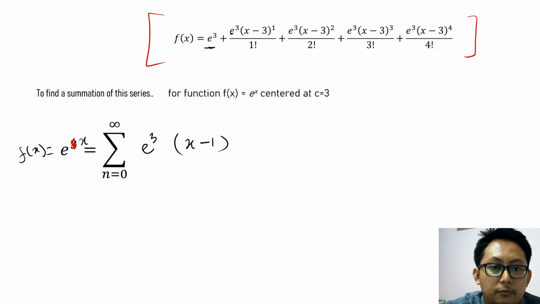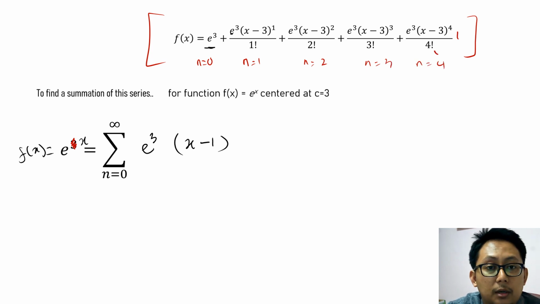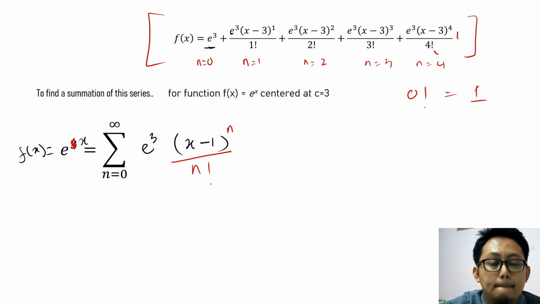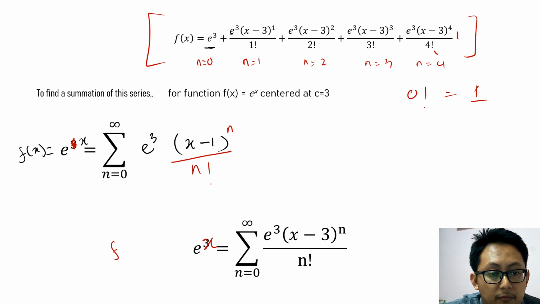We can see here for n equal to 0, and n equal to 1, n equal to 2, n equal to 3, n equal to 4. So the n value is similar to the numbers in the factorial. So we can put here x minus 3 to the power of n over n factorial. Is it correct? For n equal to 0, x minus 3 to the power of 0 is 1, over 0 factorial, which is equal to 1. So this is the Taylor series for the exponential e to the x, for c equal to 3.